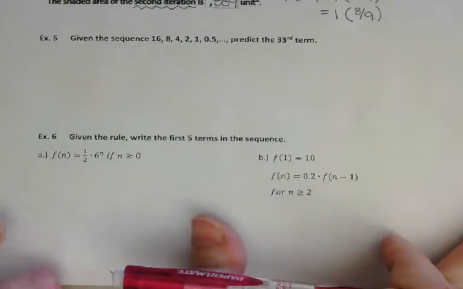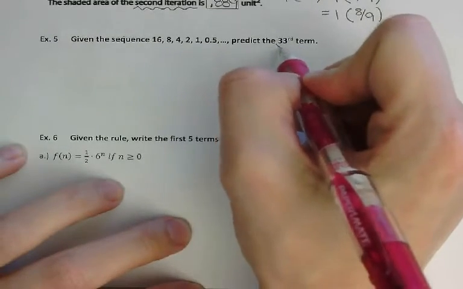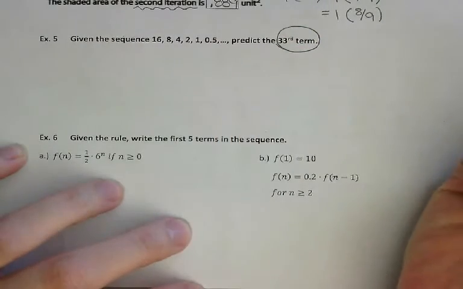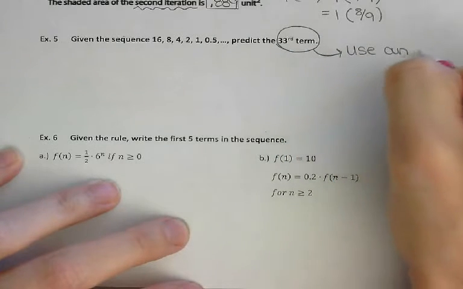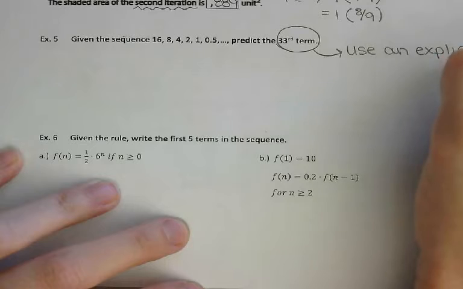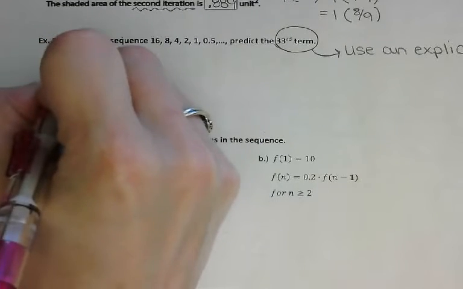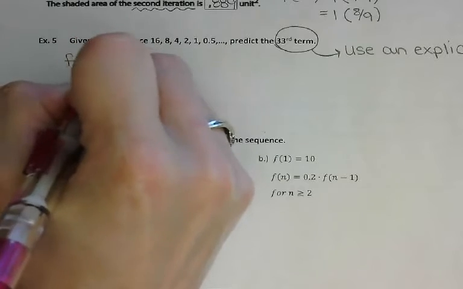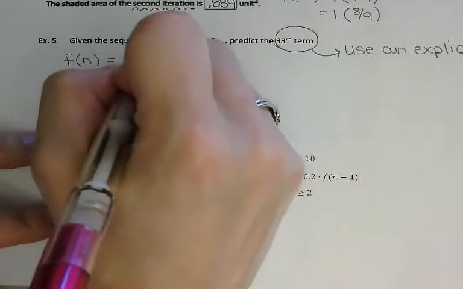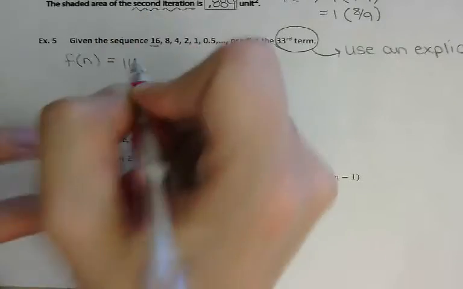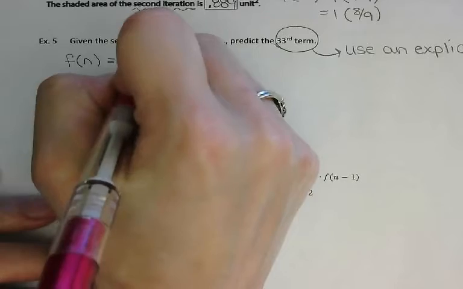All right, let's look at these last two examples. Given the sequence, predict the 33rd term. So remember that if they're wanting you to predict a higher term, use an explicit rule. Explicit rules allow you to find nth terms. So I'm going to write my explicit rule. I'm going to say f of n equals, and we have our first term, which is 16, times my common ratio.